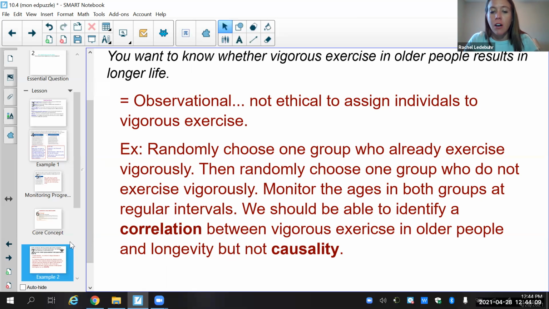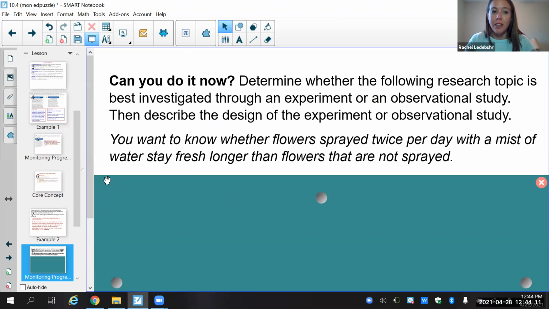Okay, so now you give it a shot. You're going to do the same thing that we just did. Determine first, is it best used as an experiment or an observational study? And then go into that a little bit more. What would that look like? Here's our goal: we want to know whether flowers sprayed twice per day with a mist of water stay fresh longer than flowers that are not sprayed. First, should this be an experiment or an observational study? Drop it in the Edpuzzle.